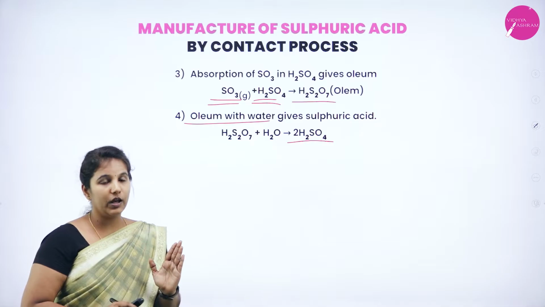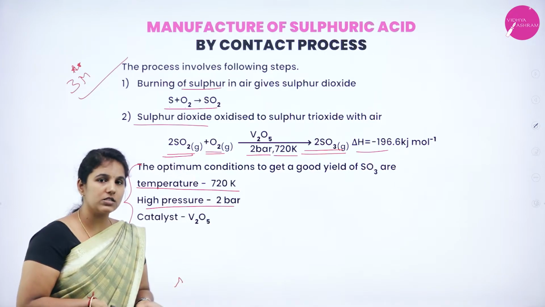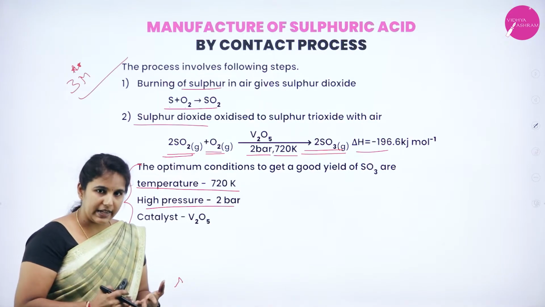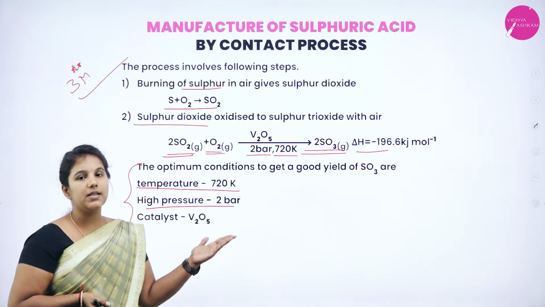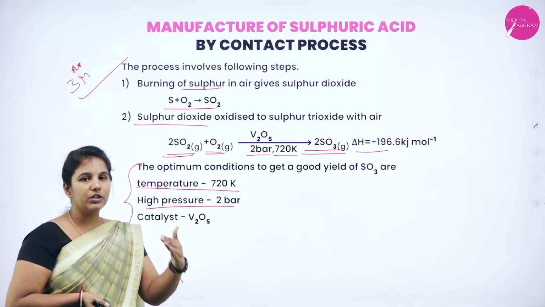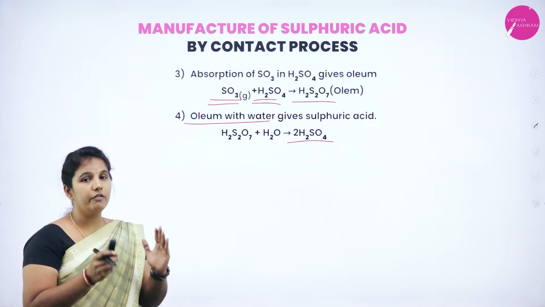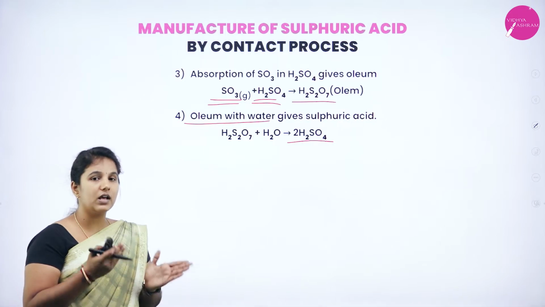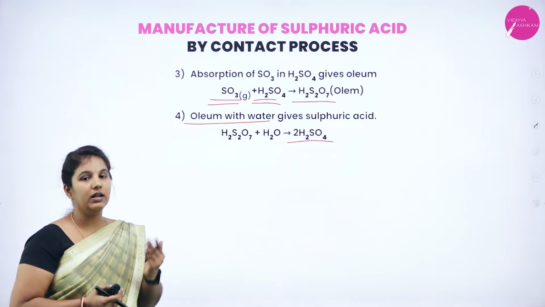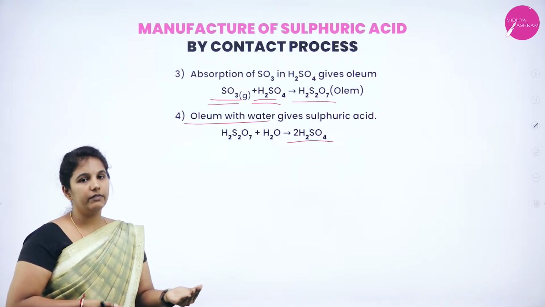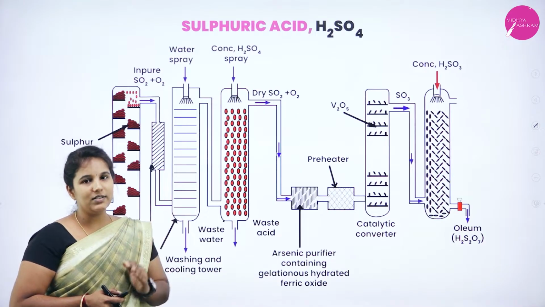Okay, so hope you all understood. In the first step, what you have to say? In the first step, the burning of sulfur with oxygen to get sulfur dioxide. In the second step, sulfur dioxide will be further oxidized to get sulfur trioxide in the presence of vanadium pentoxide as a catalyst at a pressure of 2 bar and a temperature around 720 Kelvin. In the third step, the sulfur trioxide is absorbed in pure, freshly prepared sulfuric acid to give oleum. In the fourth step, the oleum will be treated with water to give pure sulfuric acid.